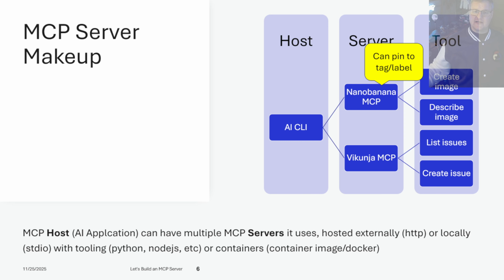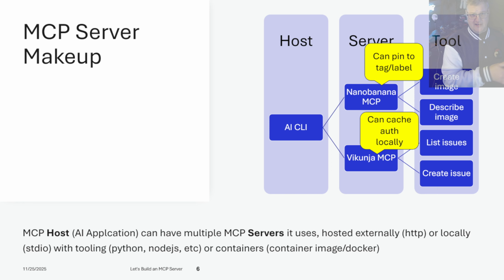One of the nice things here is whether we're talking about a local one or a container, we can pin it to a label. So we can say, I'd like the Nano Banana one at this version of it. And the same thing with the local Docker, I could actually cache my auth. I can set some environment variables to pass to the container so I don't have to keep typing in my password every time I want to talk to my Vikunja instance.